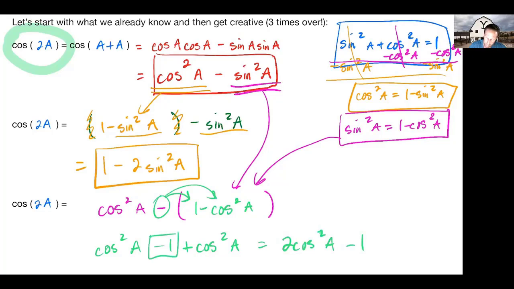Remember that -1 is not being done to the angle. If you want to throw parentheses around it and put squared instead of there, that's fine too. You can even throw the -1 in front, but this is usually how they'll write it. Okay, so those are our 3 derivations for the double angle formula for cosine.